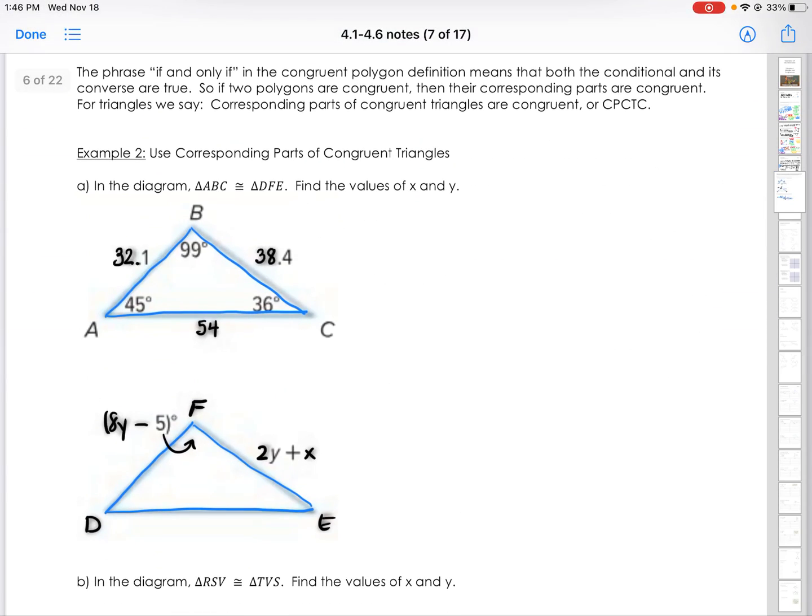The phrase if and only if in the congruent polygon definition really means that both conditions have to be true. Its converse is also true, the conditional and the converse. So if two polygons are congruent, then their corresponding sides are also congruent. So if we know it's congruent, we can work backwards.